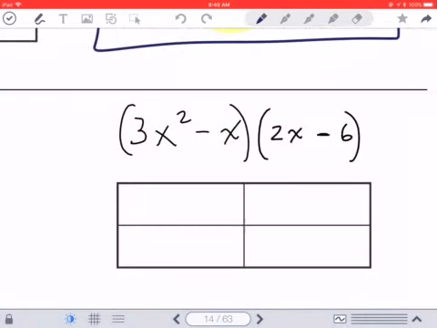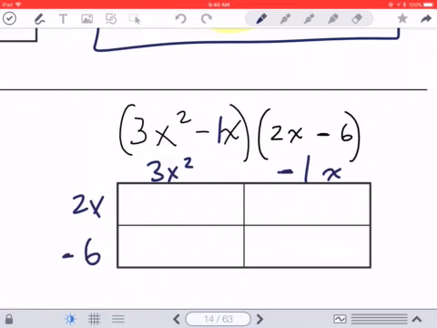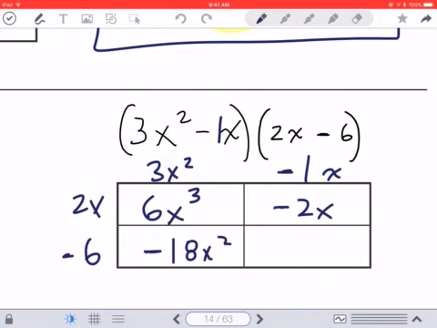Next one. Okay, now I've got 3x squared minus 1x. I'm going to put a little 1 in front of this x. And I have 2x minus 6. So 3 times 2 is 6, and x times x squared is going to be x cubed. Then I have 2x times negative 1x is going to be negative 2x squared. And then I got 3x squared times negative 6 is negative 18x squared. And then I have negative 6 times negative 1 is a positive 6x.